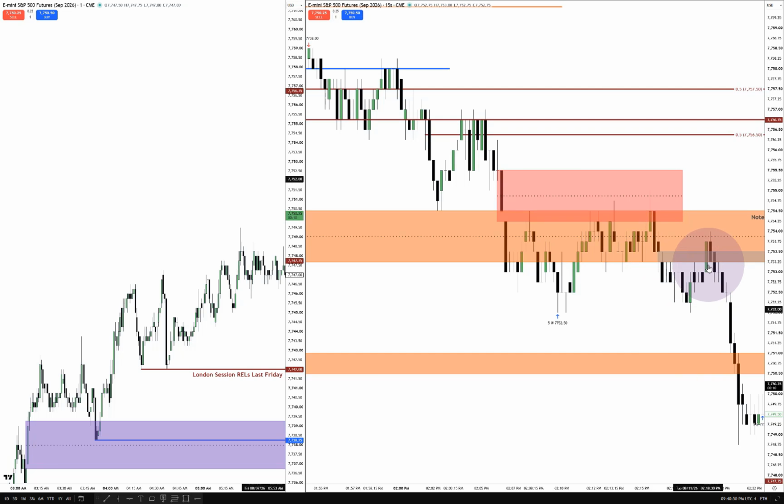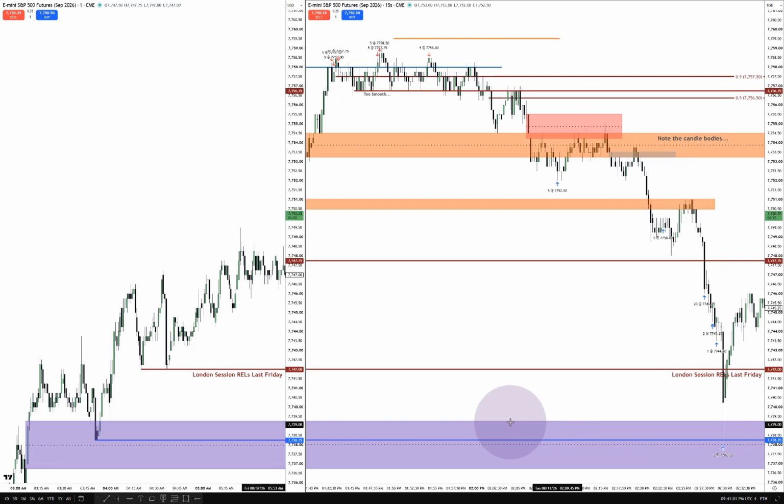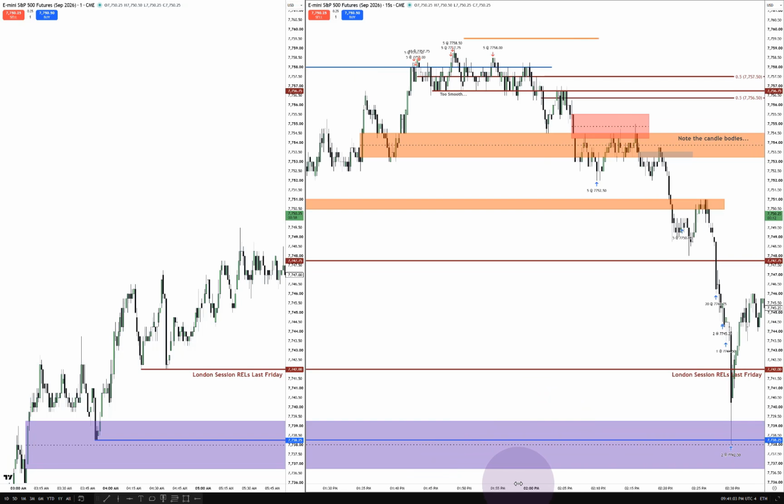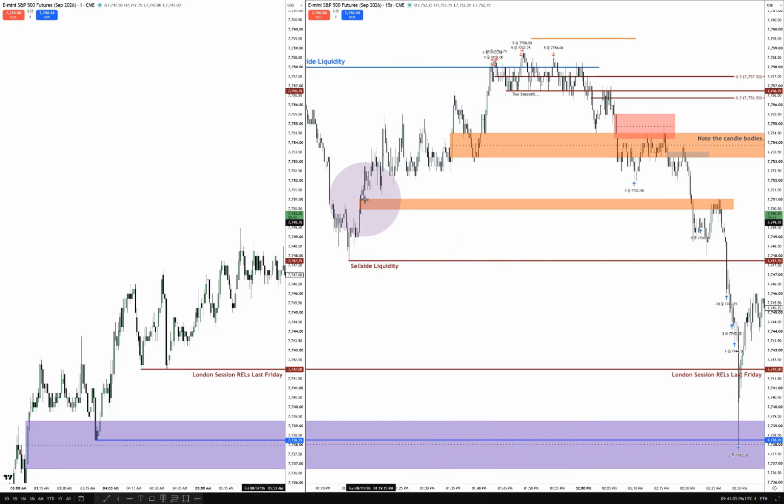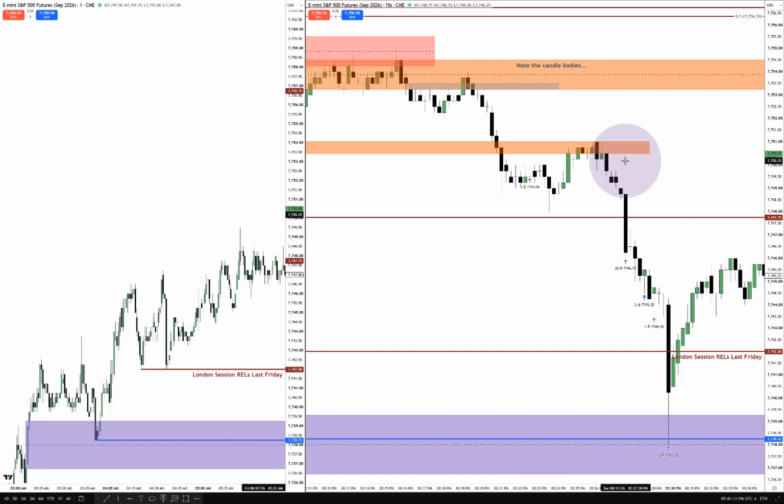The bodies can't touch consequent encroachment of this inversion fair value gap, but it does wick through a little bit, and then it gives up the ghost, goes lower. If you watch the recording, which I'll add at the end of this little brief review, I highlighted this as an inversion fair value gap, dragged it over. And again, same thing, the bodies respecting that to the tick. Look at the open. 7,751 even, the high on this candlestick.